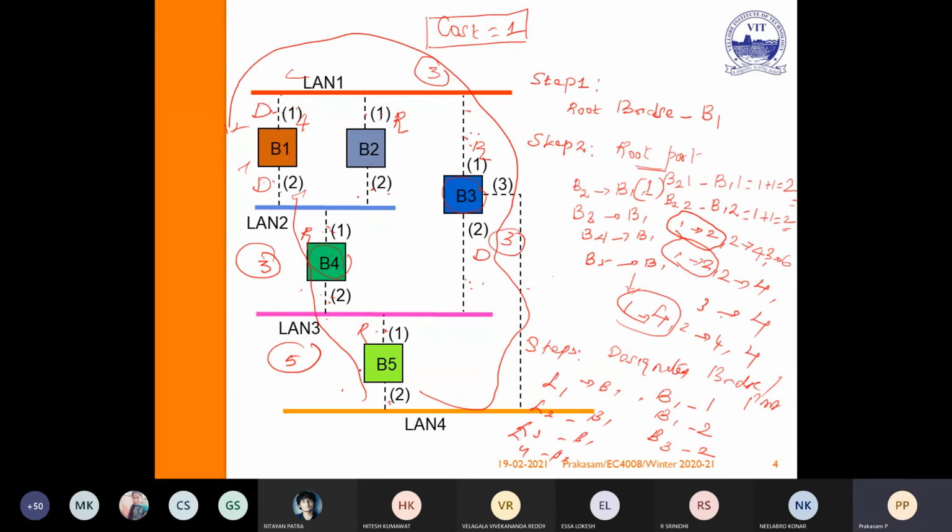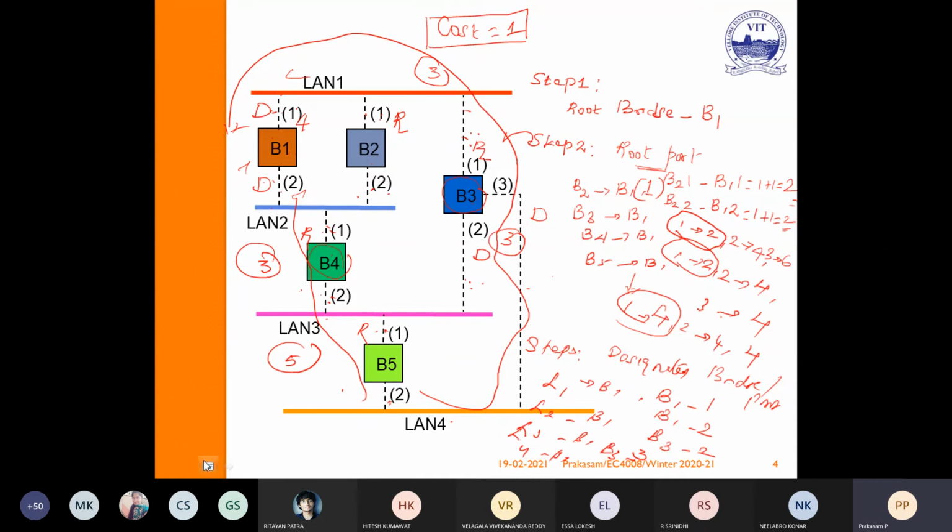Here I am going through B5, cost is 5. I am going through B3, cost is 3. This is the least cost path. So for LAN 4 to the root bridge B1, I am going through B3, port 3. I am connecting through B3, port 3. Now this is the designated port.